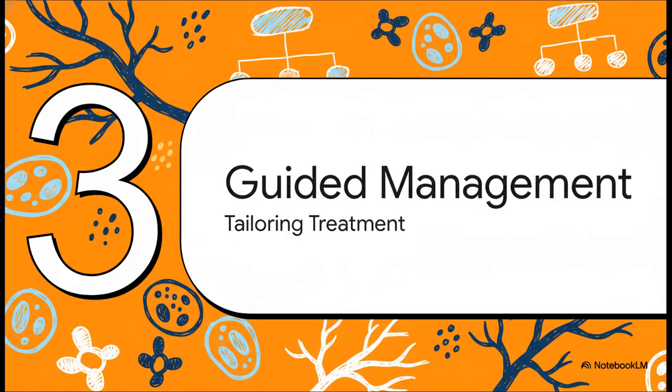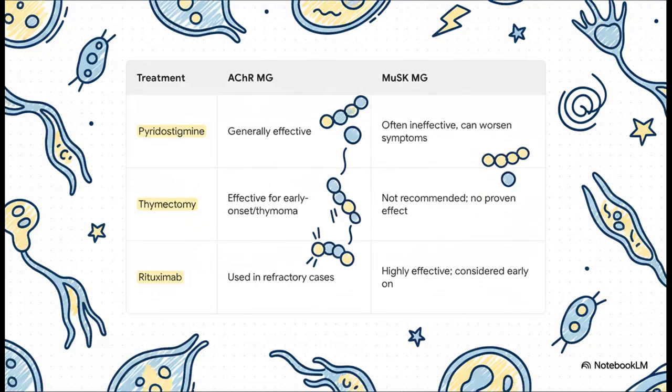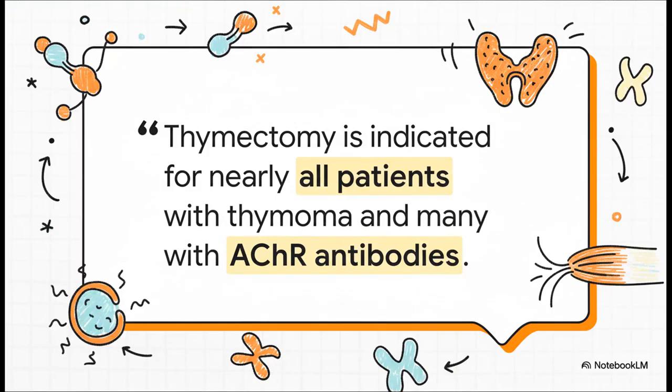Okay, so you've done the workup, you've classified the patient. Now for the payoff. That autoantibody profile you found is going to directly dictate your entire therapeutic strategy. And just look at this. The differences in management are stark. It's night and day. Take pyridostigmine, a cornerstone therapy for AChR patients. In MuSK patients, it's often totally ineffective and can even make their symptoms worse. Same goes for thymectomy, indicated for AChR-MG but not for MuSK. And rituximab? It works so well on MuSK-MG that many consider it a second-line therapy, not just something you save for refractory cases.